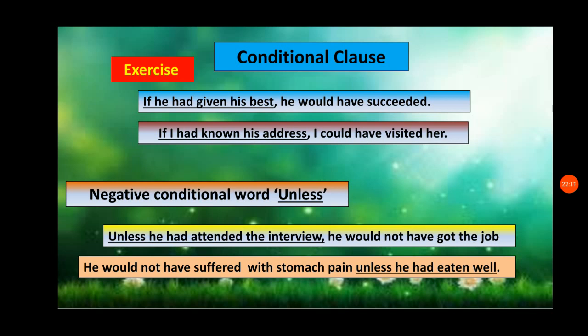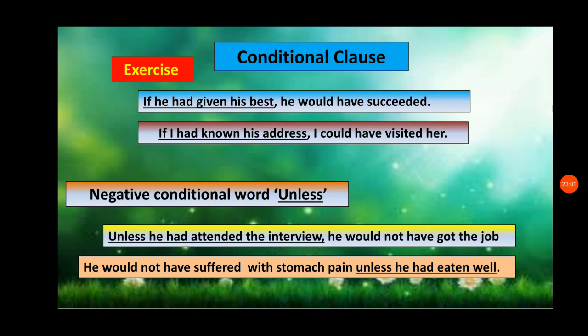Here had plus v3. Given is the third form of give, past participle of give. So had plus given, it is past perfect. In the result we should use would have plus v3. Succeeded is the third form of succeed. Okay. If I had known her address, I could have visited her.